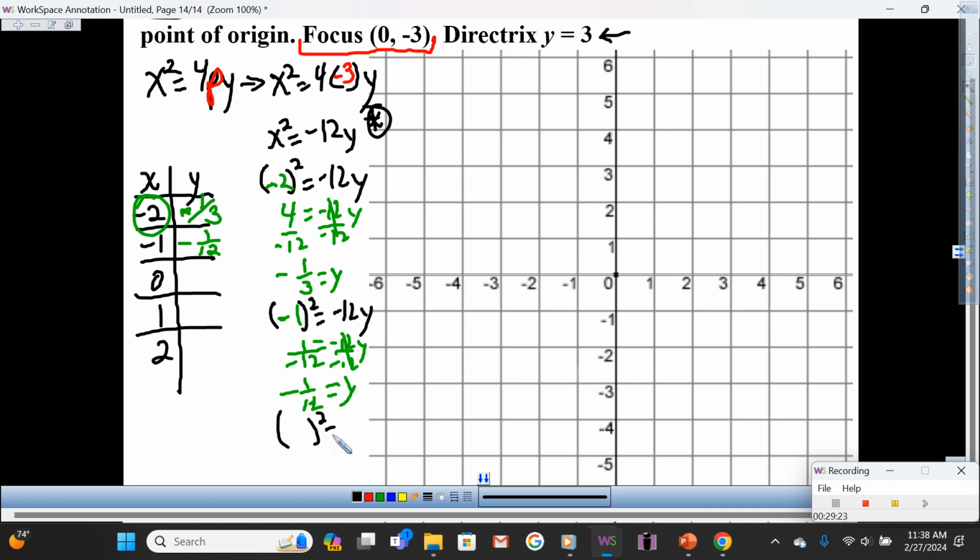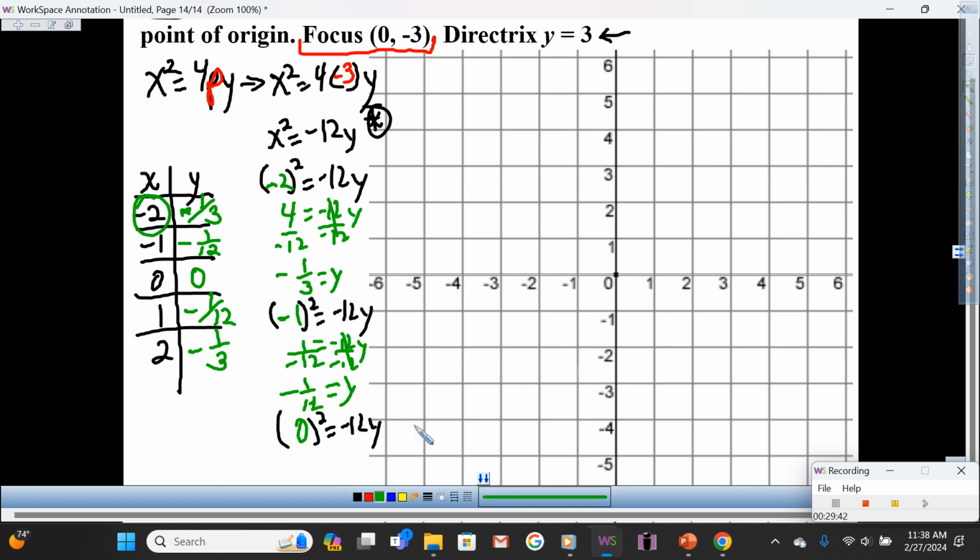0 squared equals -12y. And we know that y is what? 0. So what goes here and here, Anna? -1/12 and -1/3. That is correct. Hands, if you got that by yourself.